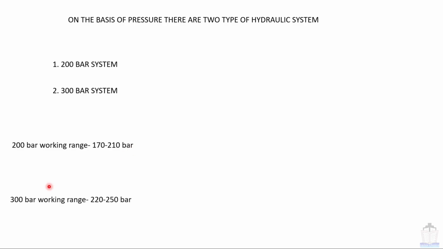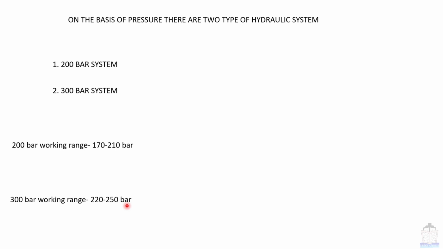On the basis of pressure, there are two types of hydraulic system. First one is the 200 bar system and second one is the 300 bar system. The 200 bar working range is 120 to 210 bar and the 300 bar working range is 220 to 250 bar.